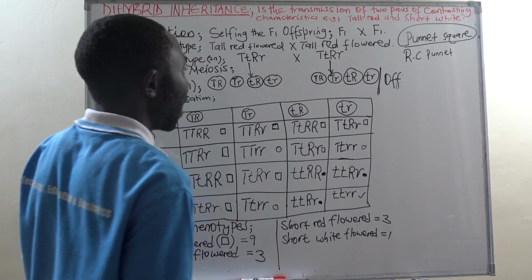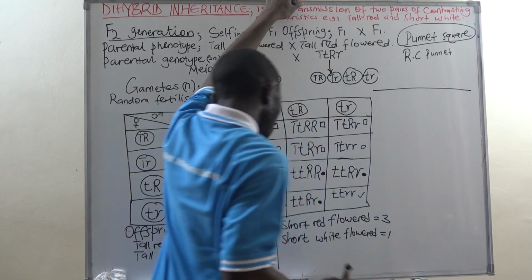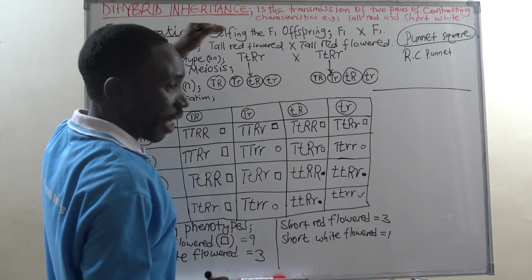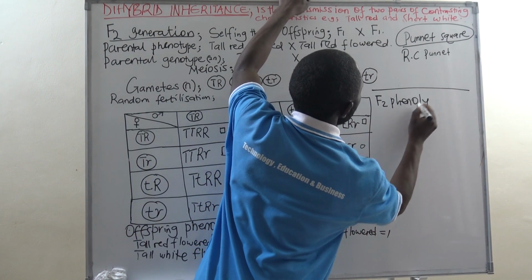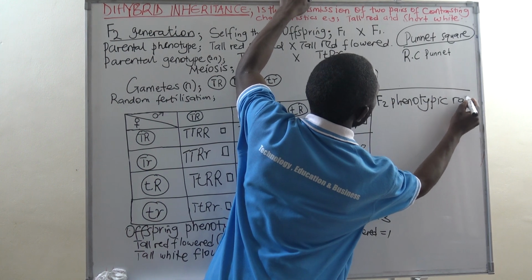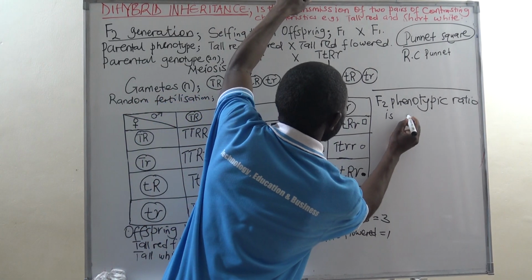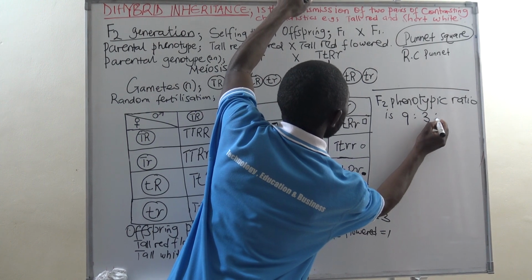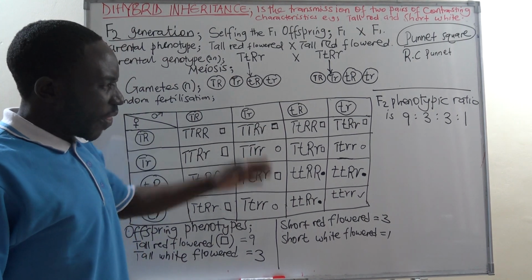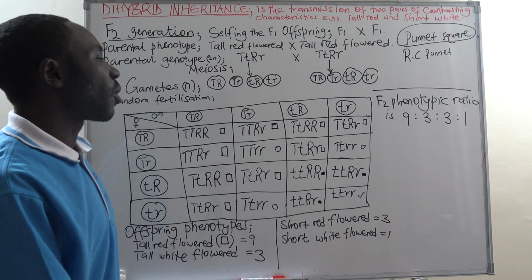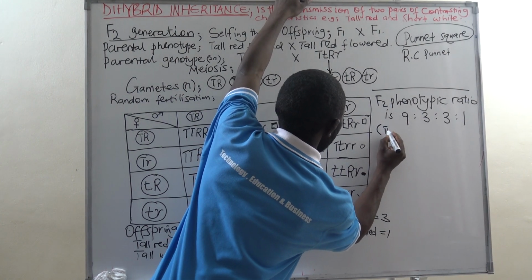So now I can deduce that the F2 phenotypic ratio is 9 to 3 to 3 to 1. So this is what we can see. Now, that F2 phenotypic ratio is what we call the dihybrid ratio. That is what we call the dihybrid ratio.